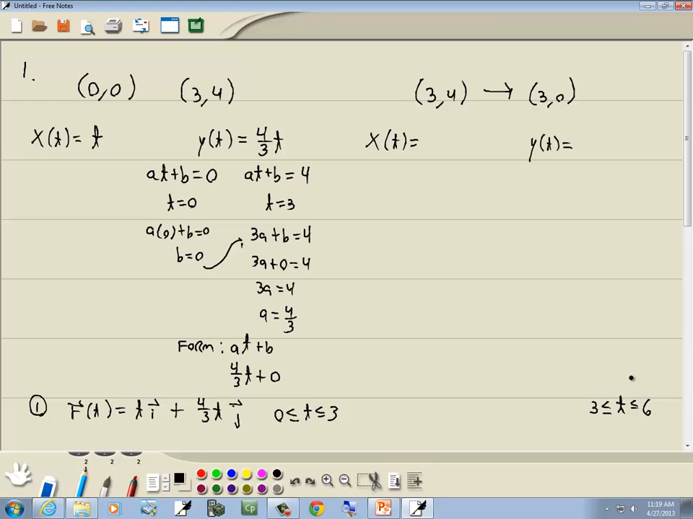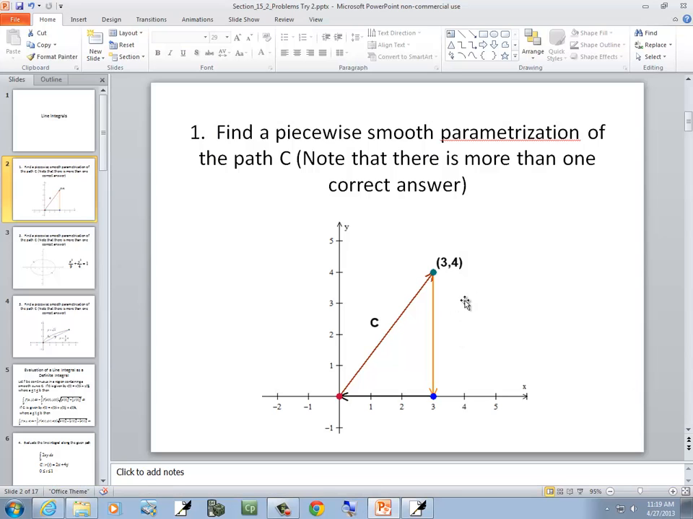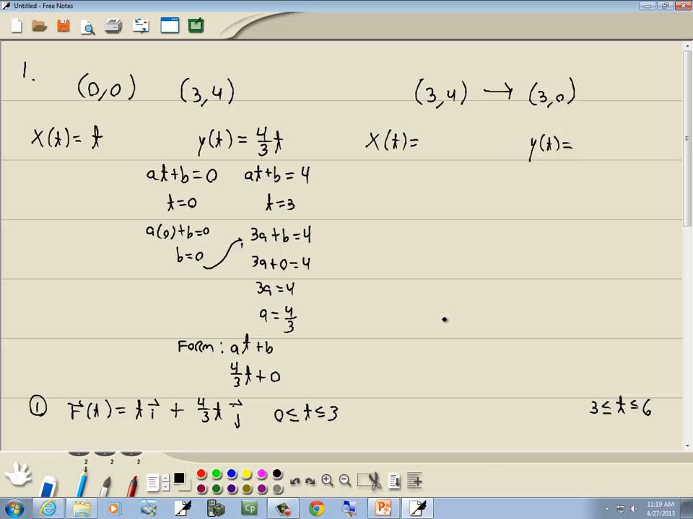Remember when it said that there's more than one correct answer? There's an infinite number of ways you could do this. I could set t is equal to 10 over here. Now, if you end this one at 3, this one has to start at 3. Well, look at your x values. 3 to 3. So no matter what, x is going to equal 3. Okay. Now y. Let's see. We got at plus b is equal to 0. Wait a minute. Erase that.